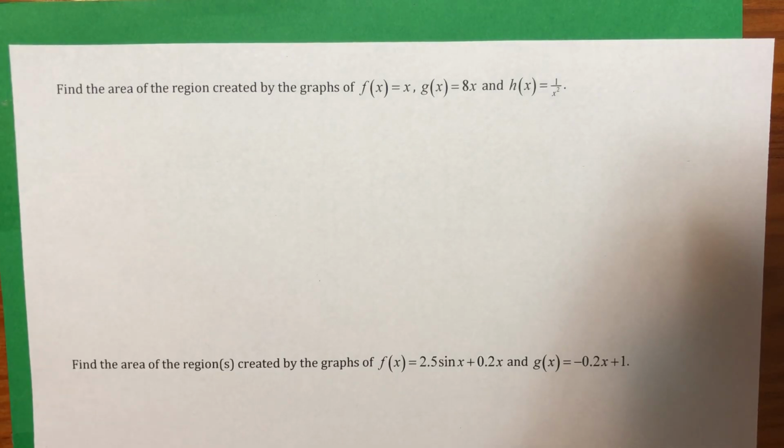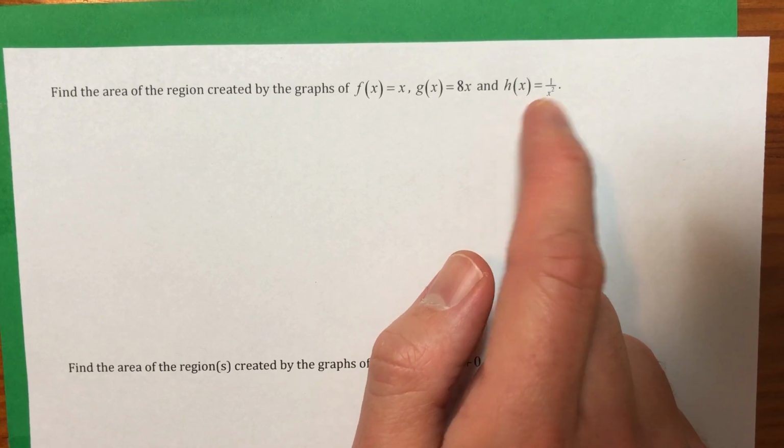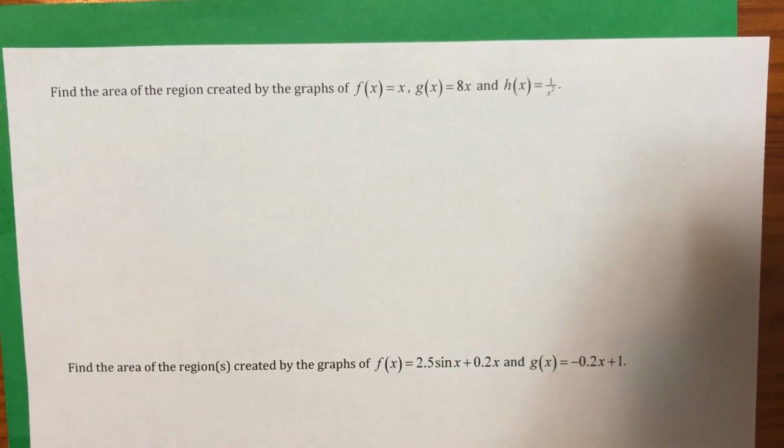Okay, now we have to draw our own graph. Oh, they didn't give us a coordinate plane. That's okay. So we're going to find the area of the region created by the graphs of f of x equals x, g of x equals 8x, and h of x equals 1 over x squared. What in the world is that going to look like?